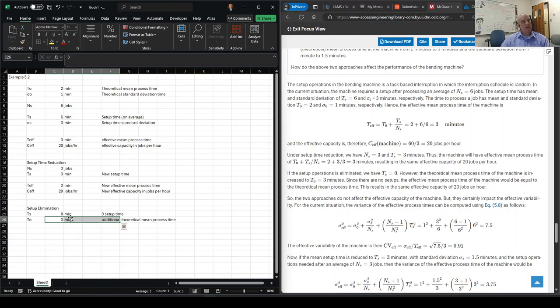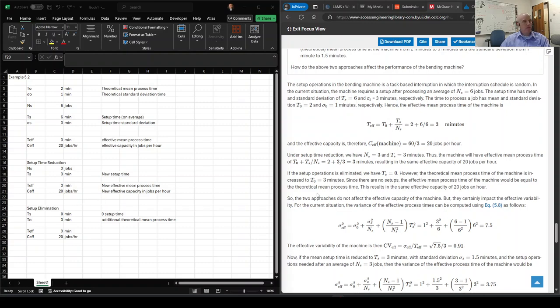But if we do the calculations again for effective mean process time, what is that? The effective mean process time is going to be the theoretical plus, this time we have no setup time, so it doesn't matter how many jobs we have. Even if we go up to the 6 jobs here, it's still going to be 3 minutes. And if the mean effective process time is 3 minutes, that means the mean effective capacity is still 20 jobs per hour.